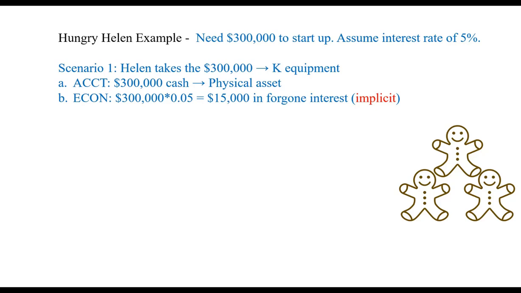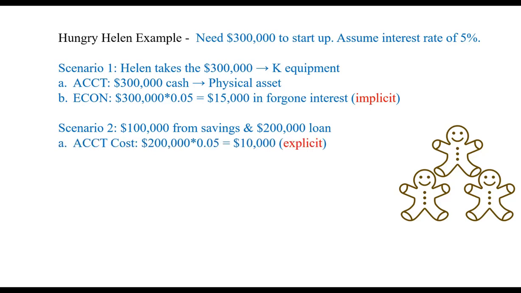Let's look at scenario 2. Let's say that she takes the $100,000 from savings, but also gets a loan for the other $200,000. The accountant, again, will not really be looking at the $100,000 from savings, but they will say that there's a cost associated with the $200,000 loan. For simplicity's sake, let's say you borrow the $200,000 at the beginning of the year and you pay the loan back at the end of the year using simple interest. The interest on that loan would be $10,000. That's an explicit cost. We actually have to write out a check for that additional $10,000 on top of the $200,000 that we're paying back.